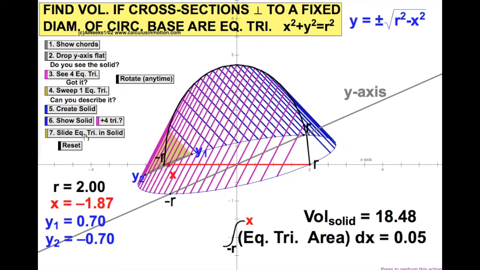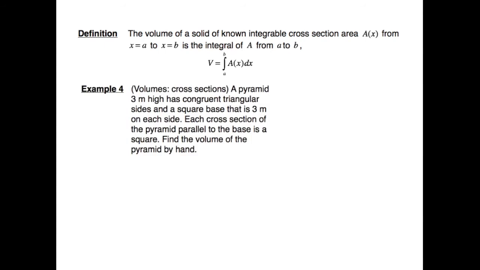Let's go back to the theory now. Alright, let's get back to our examples. Example 4, cross sections. A pyramid 3 meters high has congruent triangular sides and a square base that is 3 meters on each side. Each cross section of the pyramid parallel to the base is a square. Find the volume of the pyramid by hand.